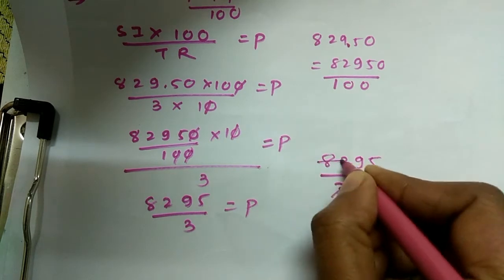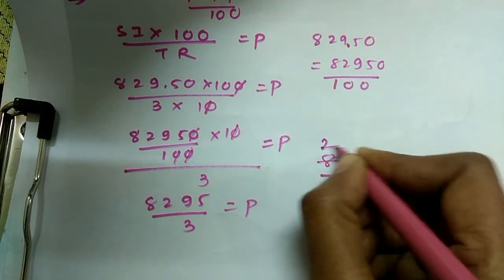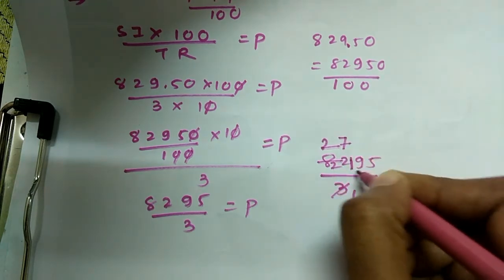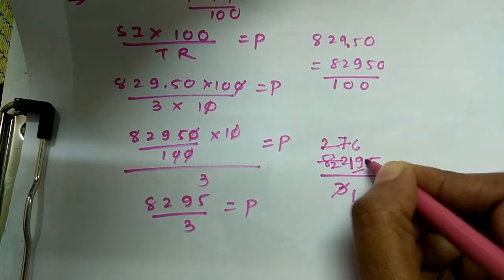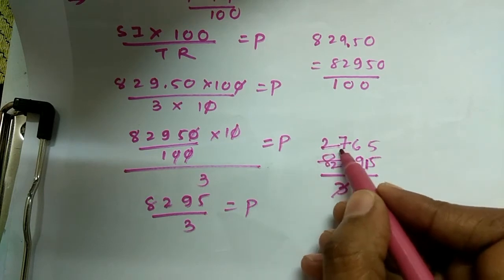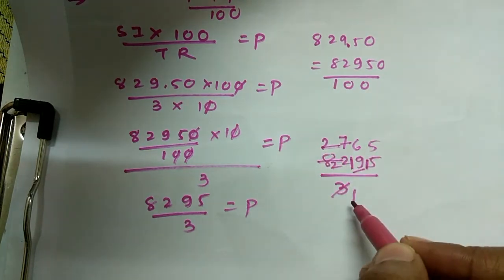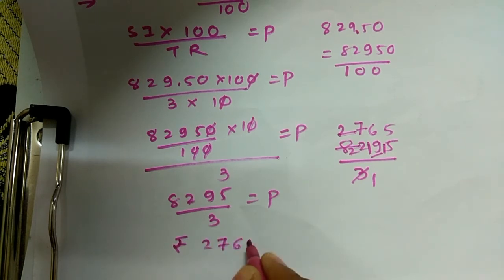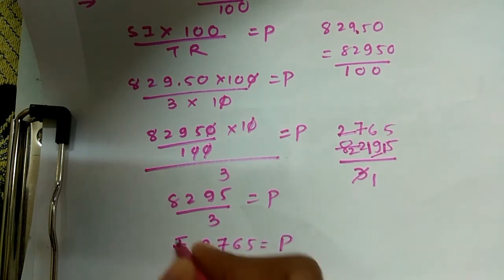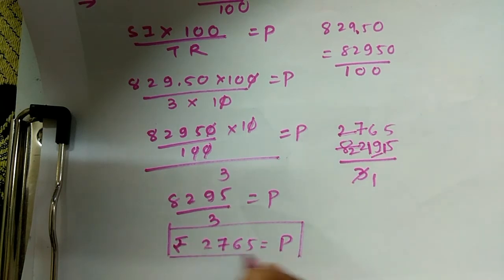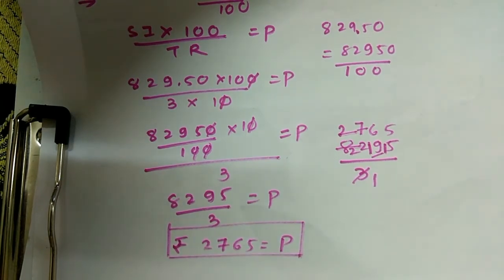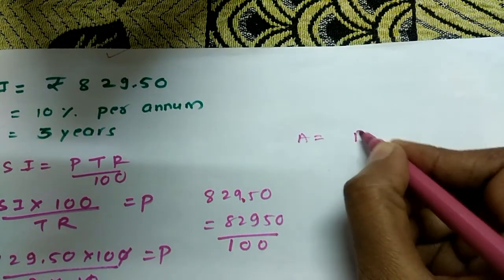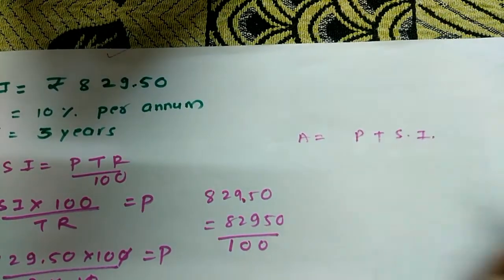3 ones are 3. 3 2s are 6. 2 remains. 3 7s are 21. 1 remains. 3 6s are 18. 1 remains. 3 5s are 15. So 2765 divided by 1 is same. So principal is rupees 2765. This is the principal we got. Now we need to find out the amount. So the amount formula is principal plus simple interest.